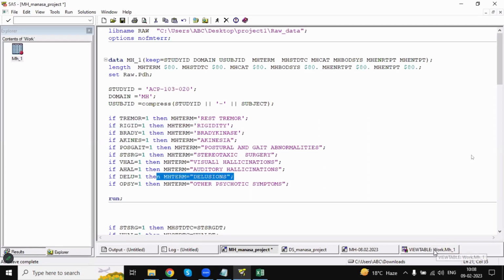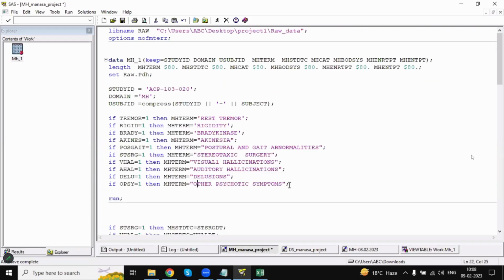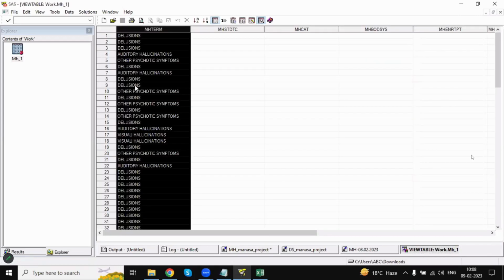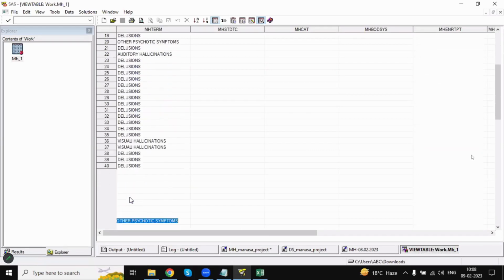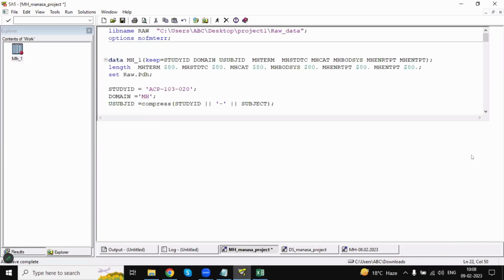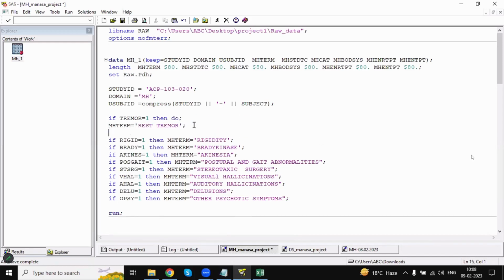Mostly you'll get values like deletions only. Deletions are the last one, other psychotic symptoms. Mostly these two only you will get. See, deletions, other symptoms, deletions, only these values. One subject will get only one record. You won't get multiple terms. So what you have to write is, every time the condition is satisfied, it has to create a separate output, separate observations, correct? Then write an output statement.